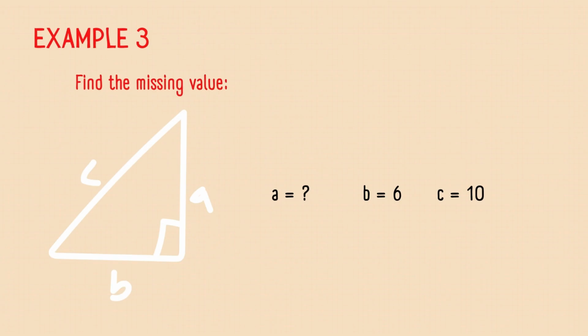Let's take a look at a third example. I have this right angle triangle. I don't know the value of A. My B is 6 and my C is 10.